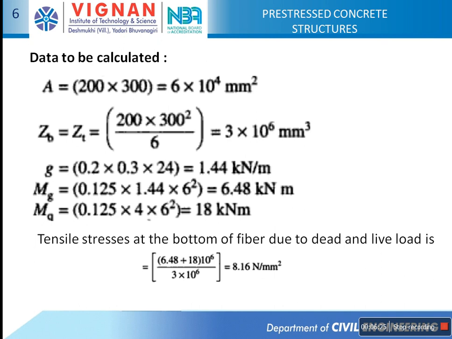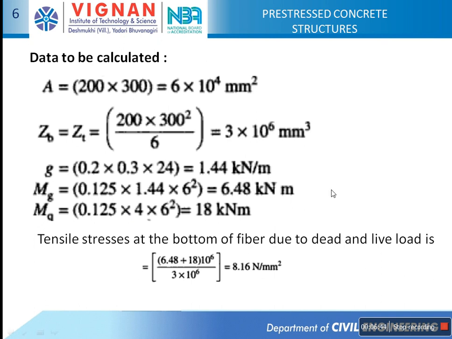So let us calculate the moment due to the live load also. He has already given the live load as 4 kilonewton per meter, that is the imposed load. So WL square by 8 will give you a moment of magnitude 18 kilonewton meter due to the live load.